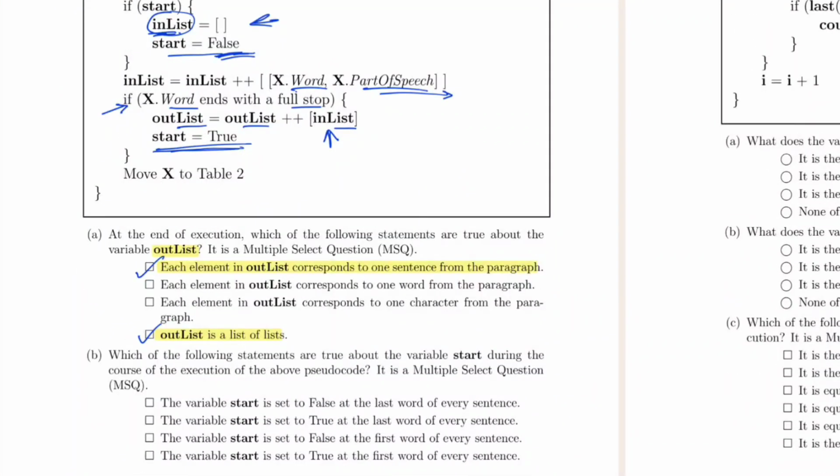Which of the following statements are true about the variable start during the course of execution of the above pseudocode? Okay, so let's see. The variable start is set to false at the last word of every sentence. This is wrong. We are setting it as true. The variable start is set to true at the last word of every sentence. This is right. The variable start is set to false at the first word of every sentence. This is true. It is set false at the first word of every sentence. You can clearly see it here, right? The variable start is set to true at the first word of every sentence. So this comes out to be wrong, right?